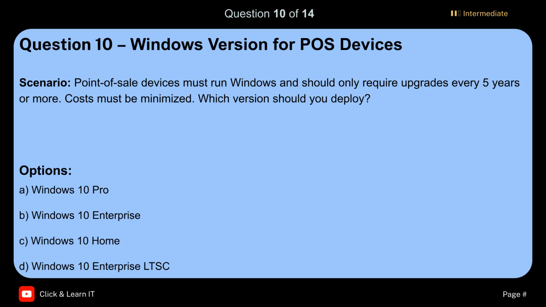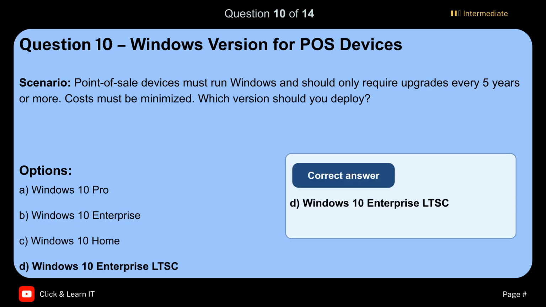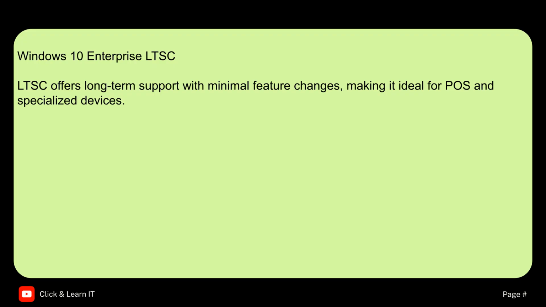Question 10. Windows version for POS devices. For point-of-sale devices requiring Windows, 5-year or longer upgrade cycles, and minimum costs, which version should you deploy? The correct answer is D, Windows 10 Enterprise LTSC. This version is designed for long service periods and specialized devices like point-of-sale systems. Windows 10 Enterprise LTSC offers long-term support with minimal feature changes, making it ideal for POS and specialized devices where stability over time and minimized upgrades are critical.